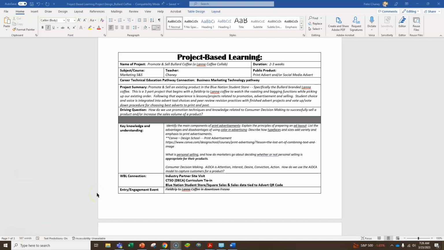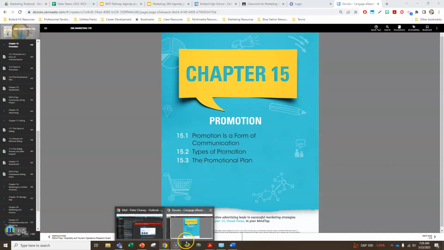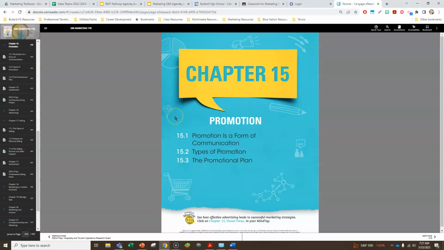And so now let's get into the chapter portion of it. We're going to start with chapter 15 in the textbook, and that's the promotion part. We're at page 419. And we're going to go through promotion as a form of communication, then types of promotion, and then how the promotional plan works. So I'll get that slide deck up and we'll get started.